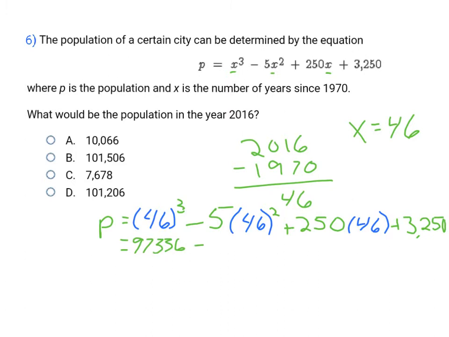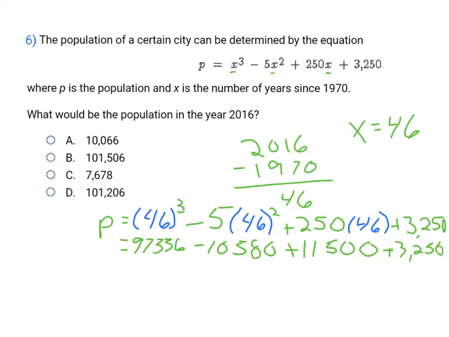46 cubed is 97,336. And then when I take 46 squared and then times that by 5, I get 10,580. Then when I take 250 times 46, I get 11,500. And then I just need to add that 3,250 at the end.